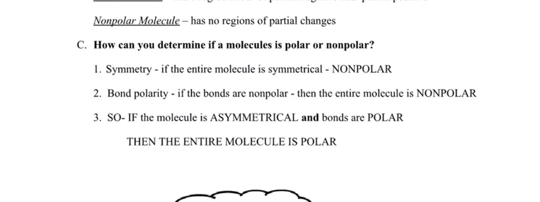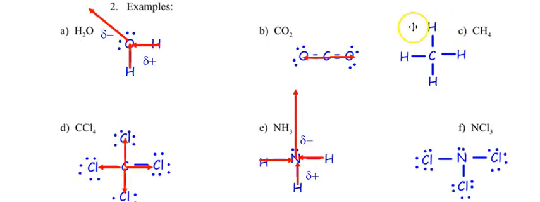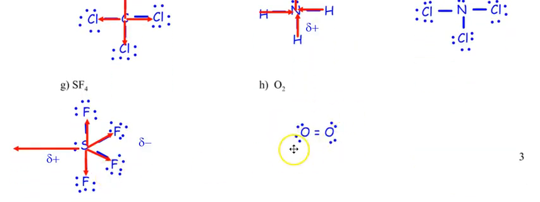So what about the bond polarity? If the bonds are non-polar, then the entire molecule is non-polar. Let me go back again. You notice right here, there are no vectors. The bonds are totally non-polar. What about down here? Why is this non-polar? Because the bonds themselves are non-polar. And the same thing with the oxygen one that we had here. All right, why is oxygen non-polar? Because the bonds are non-polar, okay?